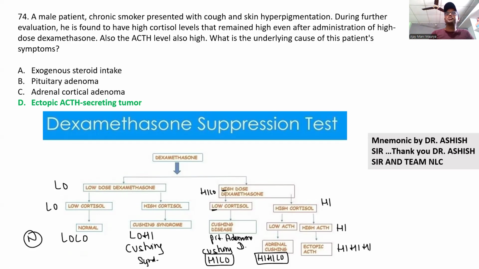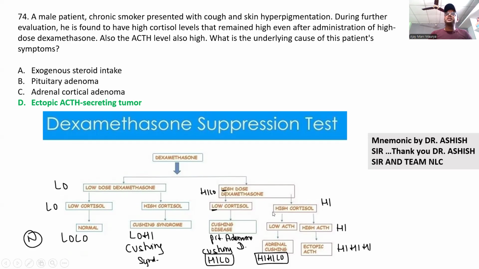In case of the high dose dexamethasone suppression test, if the cortisol becomes low, it means it is Cushing disease. Cushing disease is associated with pituitary adenoma. If it was high and it becomes low with the high dose, it is the case of Cushing disease. If the cortisol remains high, it is the case of adrenal Cushing.